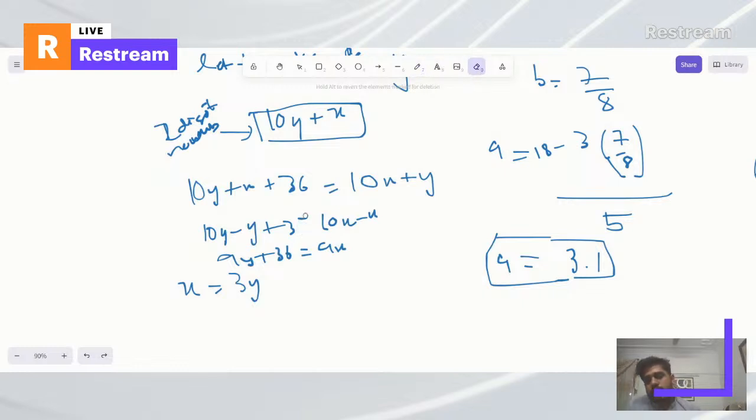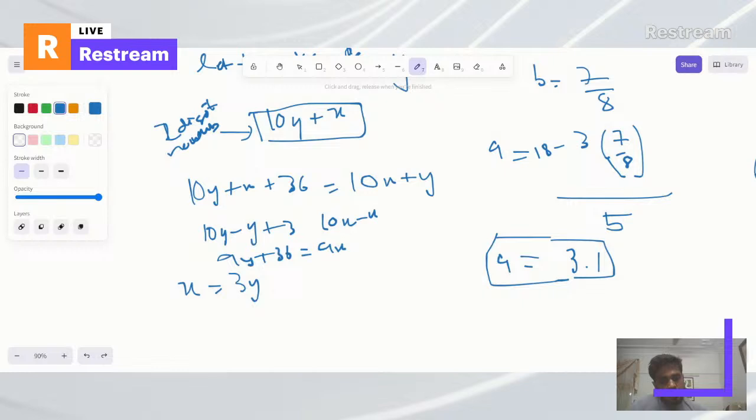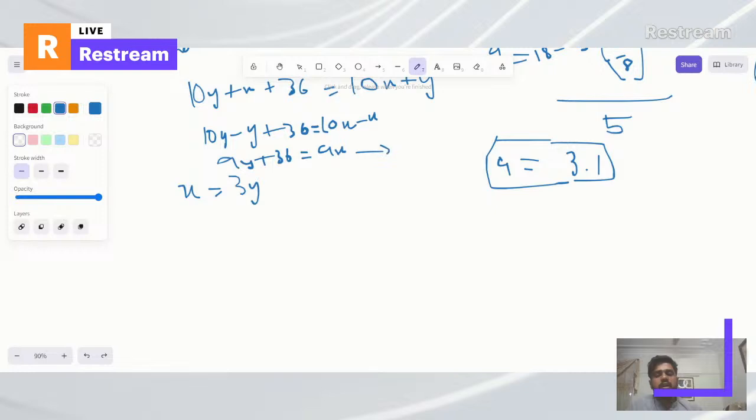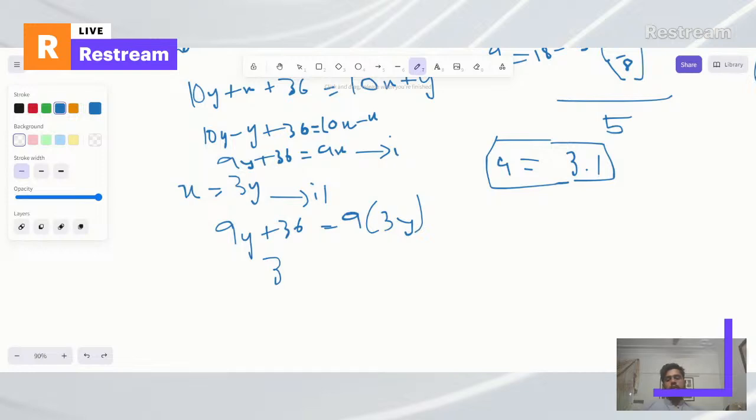Is this clear to all of you? Is there anyone who does not understand this? So this is our equation number one and this is our equation number two. Now we're going to substitute the value of x in equation number one, so it becomes 9y plus 36 equals 9 times 3y. Now we're going to take 36 over here and move 9y to the other side.